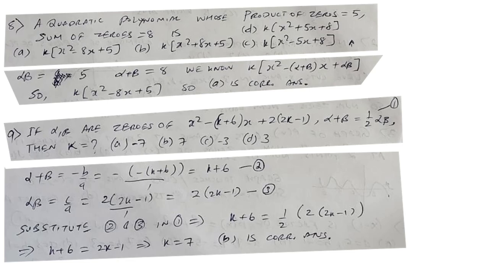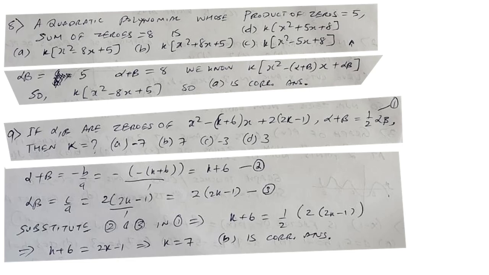Correct. Alpha beta is c by a. What is c in our case? 2 times bracket 2k minus 1 divided by 1. So you will get equation 2 and 3. Okay, but there is a relationship given saying that alpha plus beta is equal to half alpha beta. So substitute 2 and 3 in equation 1, we get on the left hand side k plus 6 is equal to half of alpha beta.